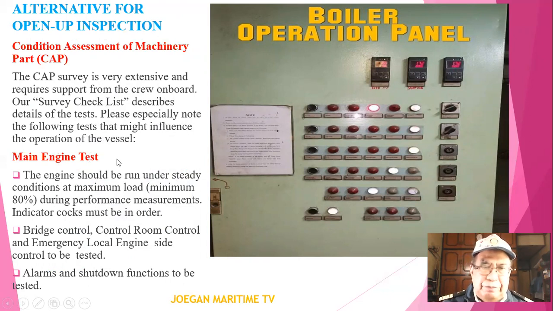Main engine test. The engine should run under steady condition at maximum load, minimum 80% during performance measurements, indicator cups must be in order. The bridge control, control room control, and emergency local engine side control to be tested. Alarms and shutdown functions also to be tested.